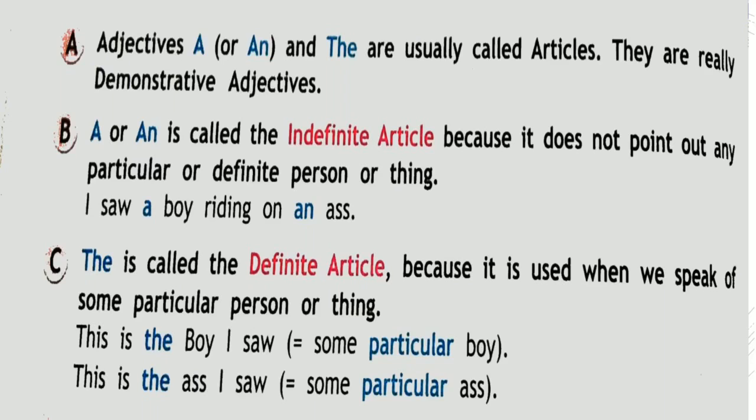Now, coming to the definite article, the is called the definite article because it is used when we speak of some particular person or thing. This is the boy I saw. This is the ass I saw. So, here we are pinpointing some particular boy. Here I am speaking about some particular boy or some particular ass. So this is called a definite article because we use it when we speak of some particular person or a particular thing.